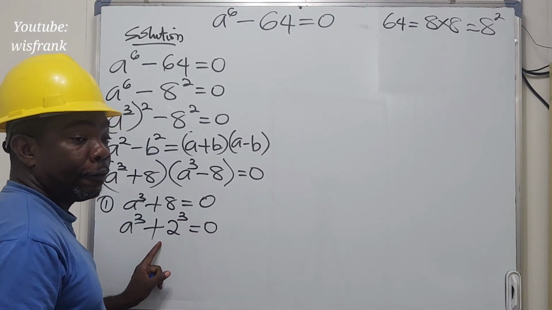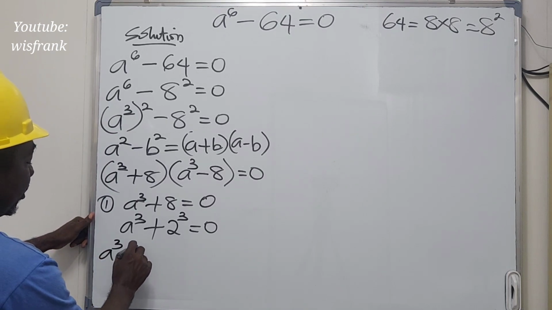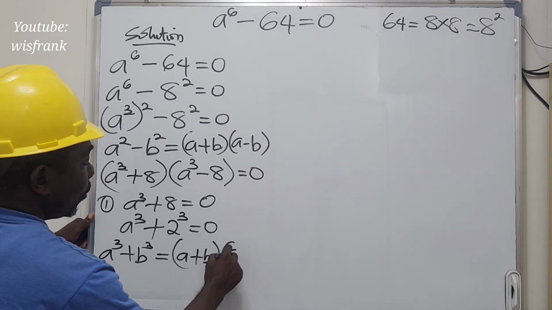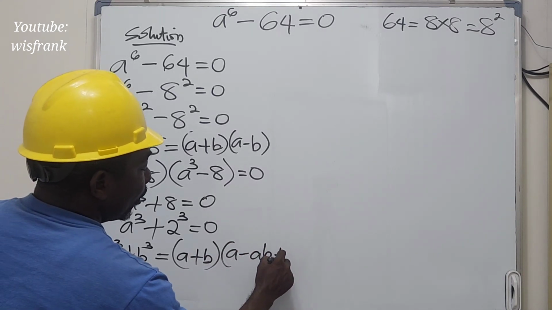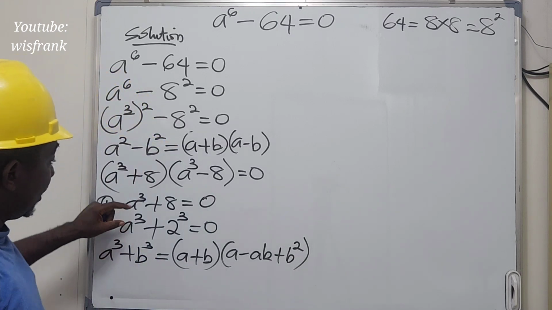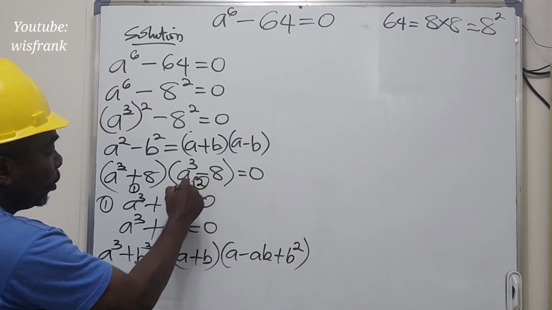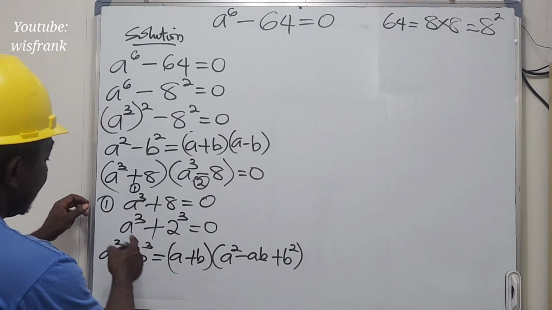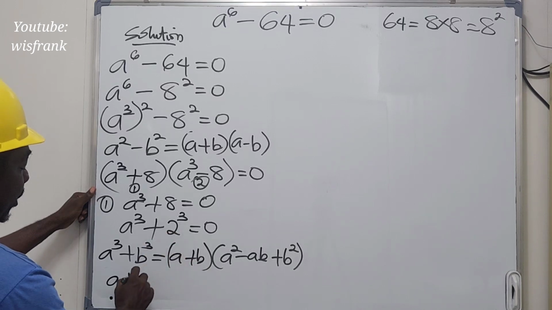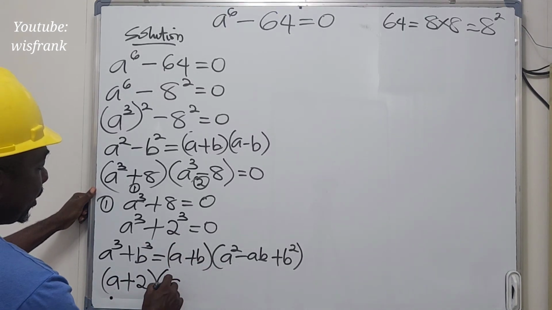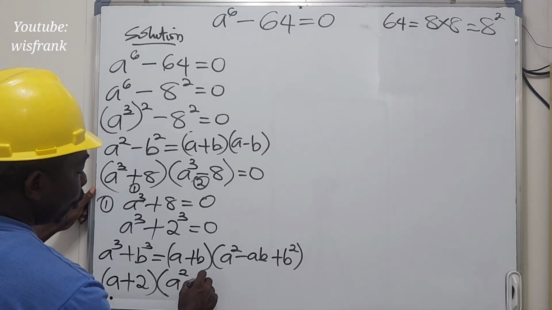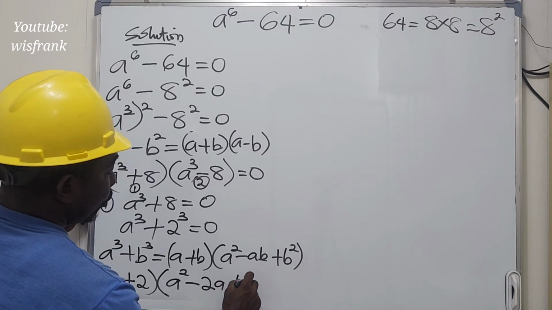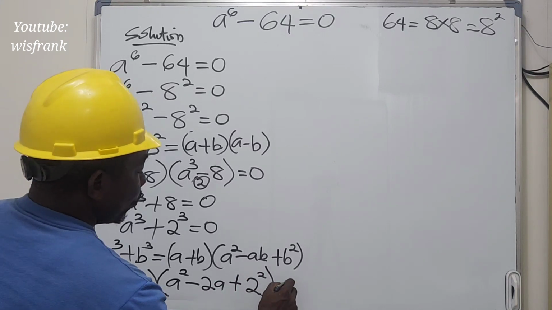This one is in the form of a to the power of 3 plus b to the power of 3, which is equal to a plus b into a squared minus ab plus b to the power of 2. So that is for this. This is the first one and this is the second equation. So here we are going to express this in this format. In that case, our b here is 2. Then we have into our a here, a to the power of 2, then minus 2a. This is ab. We have plus 2 to the power of 2, all equals 0.